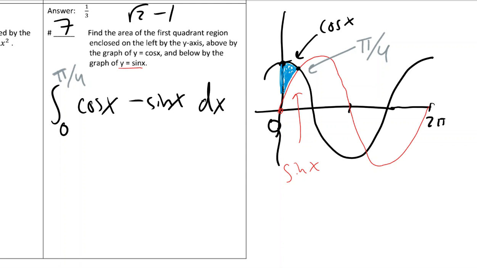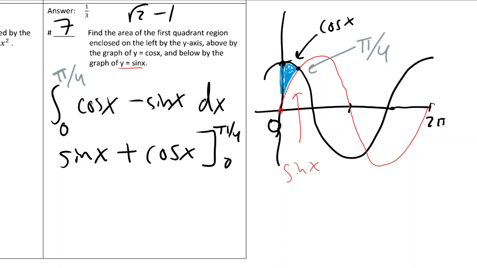So all of that to set up the integration, and now we can integrate this. The thing that I can take the derivative of to get cosine is sine. The thing I can take the derivative of to get sine would be negative cosine. We need to evaluate from 0 to pi over 4.